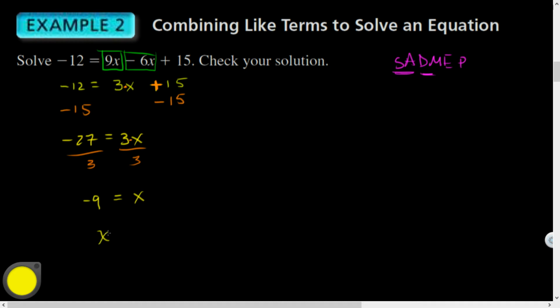But tell you what, Yoda, let's flip that around. X equals negative 9 is a better way to communicate about it. So x equals negative 9, final answer.